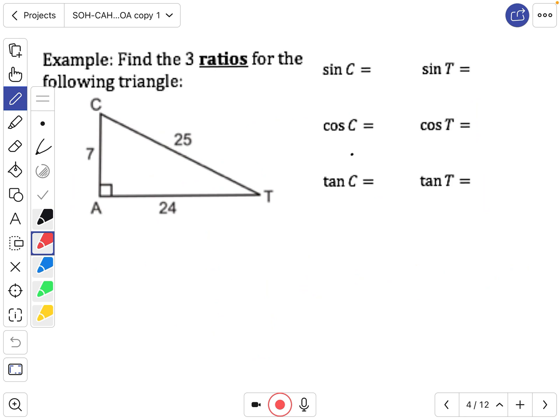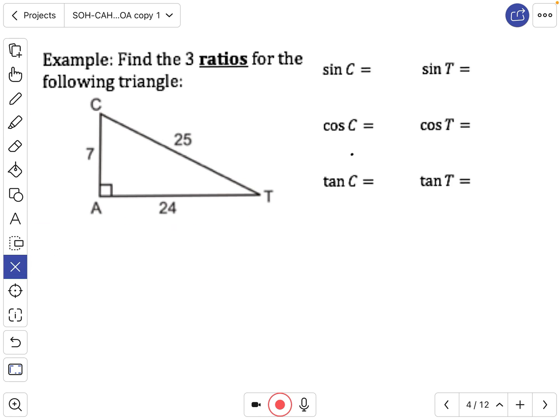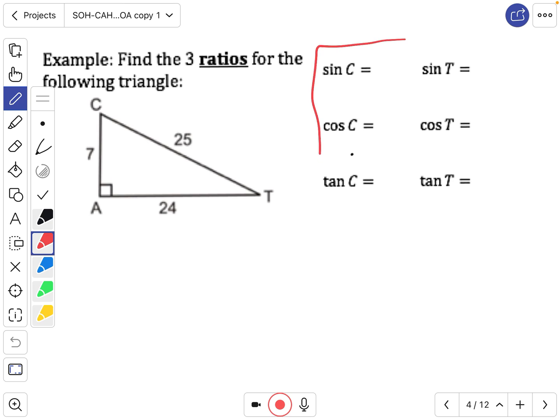So let's first get used to just representing these ratios. Here we have a right triangle, and we have all the sides identified. If you had a missing side in this case, you might have to use the Pythagorean theorem. Remember, the Pythagorean theorem is a squared plus b squared equals c squared, where c is the hypotenuse side. So if you're ever missing a side, you may have to do that ahead of time. But notice we have everything here for us.